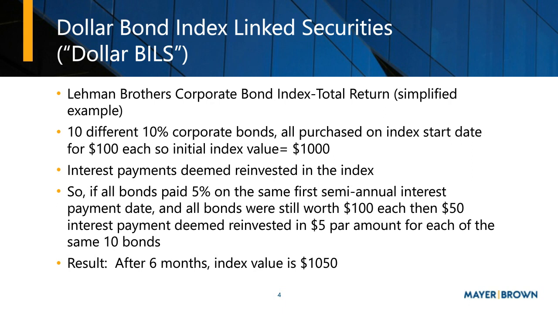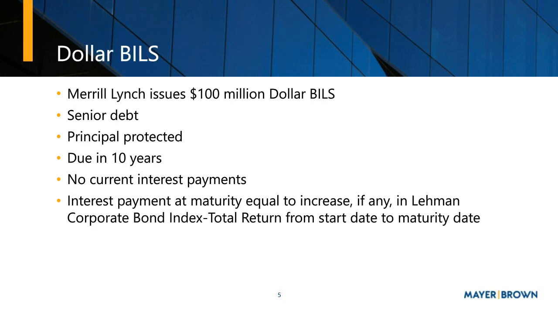So what can you do with an index like that? Well, in this case, Merrill Lynch issued 100 million of the dollar bills. They were senior debt. They were principal protected, and that's a very important concept in our world of structured notes. Is the holder entitled to get their money back at maturity, or is there a principal contingency? Here, it was principal protected. The holder, in all events, would get their money back at maturity. And this is a nice, 10-year debt instrument.